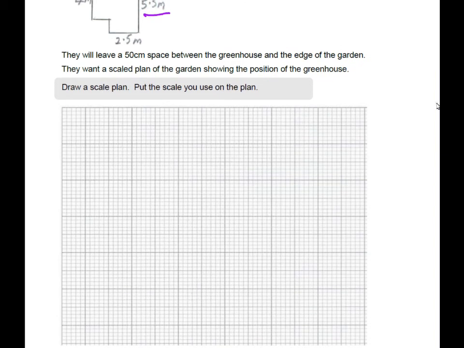So using the paper they've given us, we need to choose a sensible scale. If we choose from there to there as 1 metre, can we get 5.5 or even 6 across and down? So 1, 2, 3, 4, 5, 6. 1, 2, 3, 4, 5, 6. Yes, we can. So that's the scale we'll go for then. It makes the most of the paper and we know it fits the biggest dimensions on.